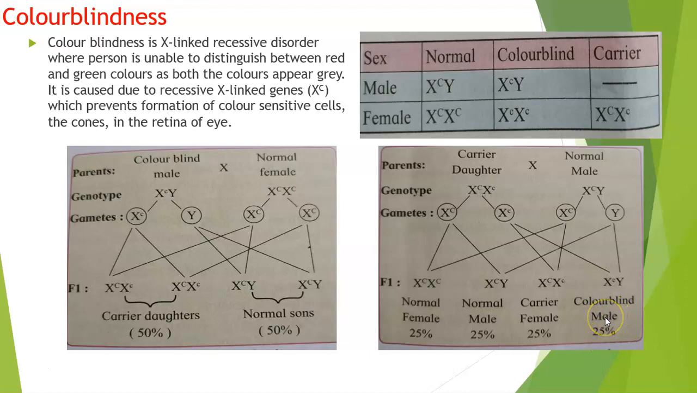Now from this example it is clear that the X-linked recessive gene for color blindness is inherited from a colorblind father, this is the colorblind father, to his grandson through a carrier daughter. This type of inheritance is also called criss-cross inheritance.